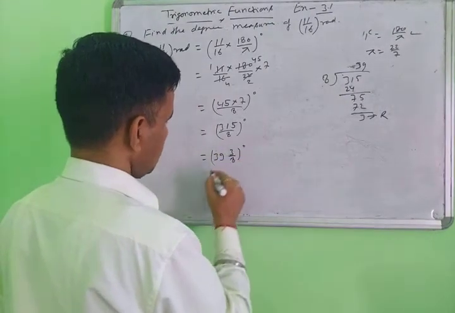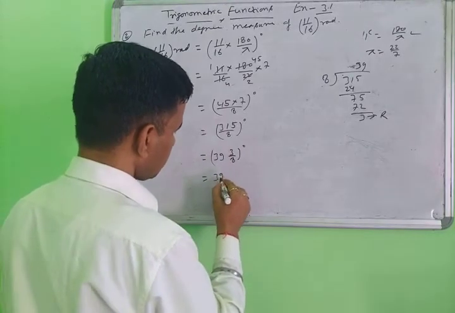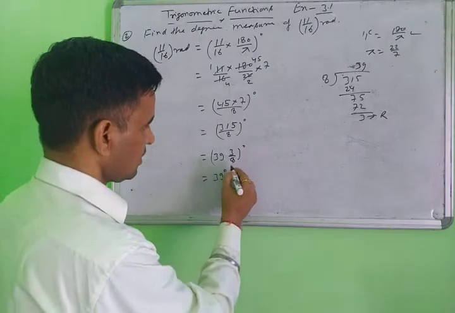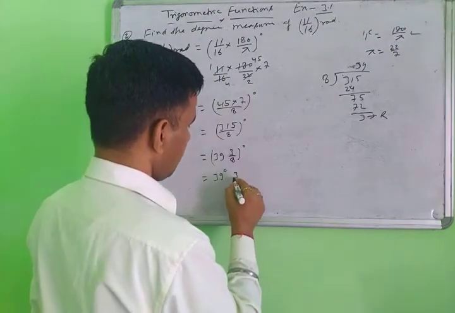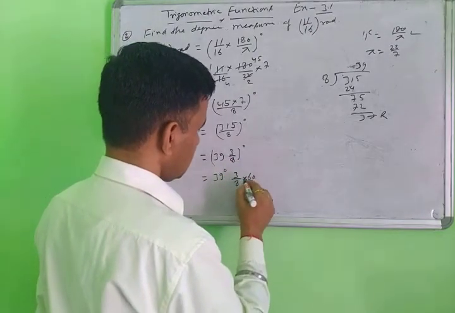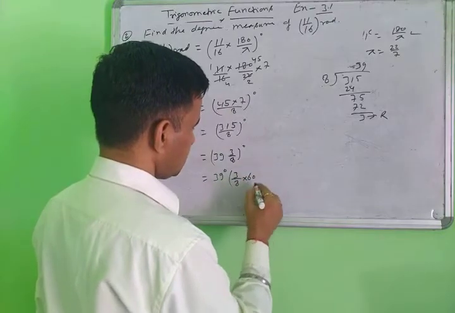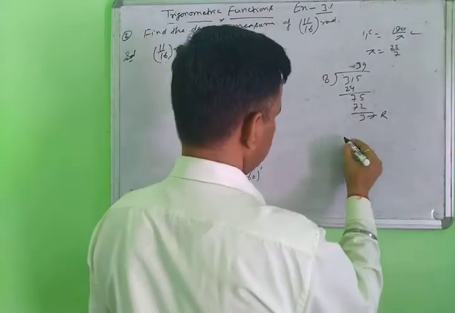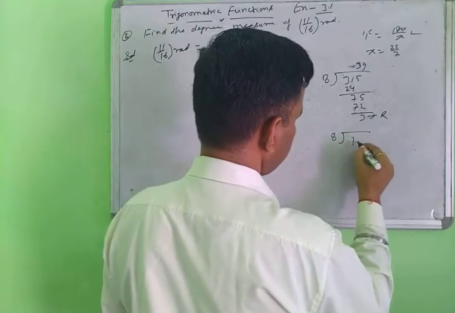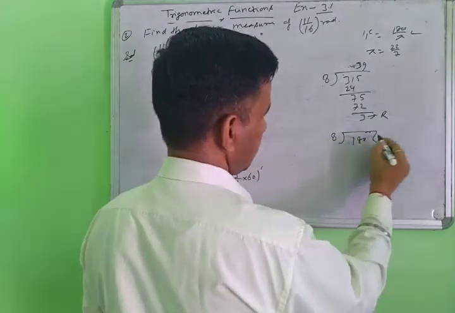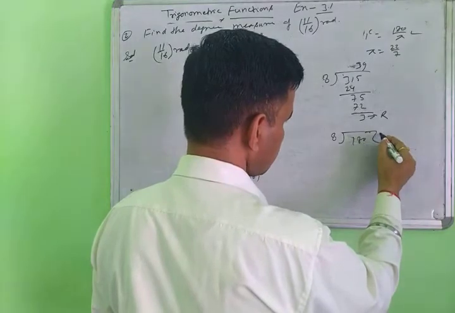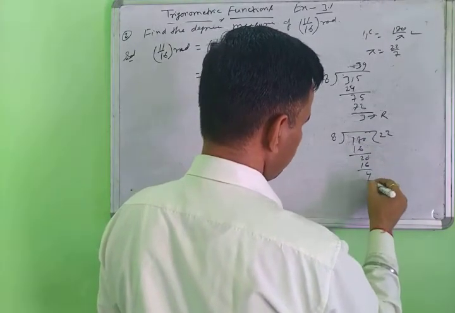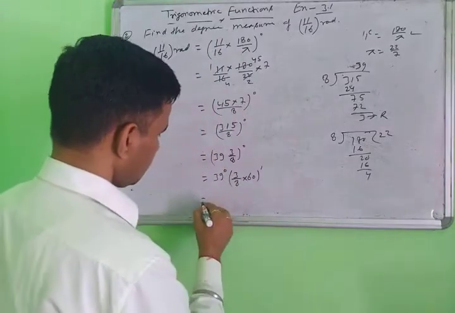This is your degree. Next you will convert 3 upon 8 of a degree into minutes, meaning 3 upon 8 into 60. This is converted into minutes. So 3 times 60 is 180. 180 divided by 8: 8 times 2 is 16, what is left? 2. 8 times 2 is 16, what is left? 4. It means 39 degree.